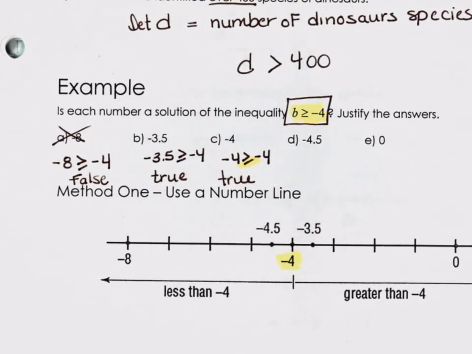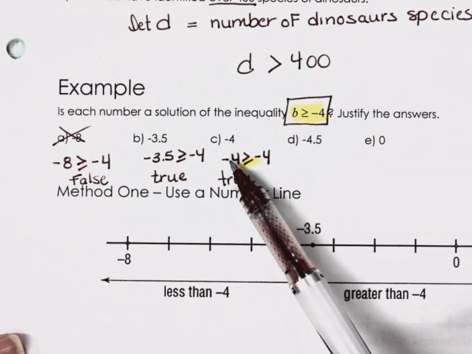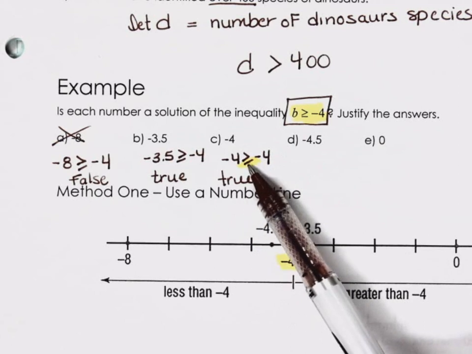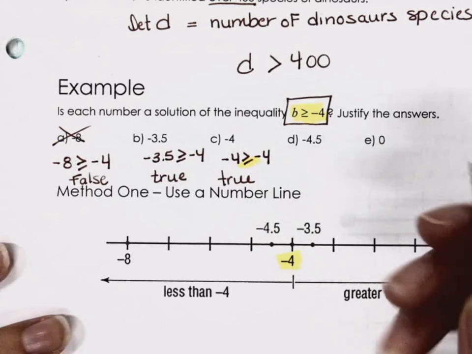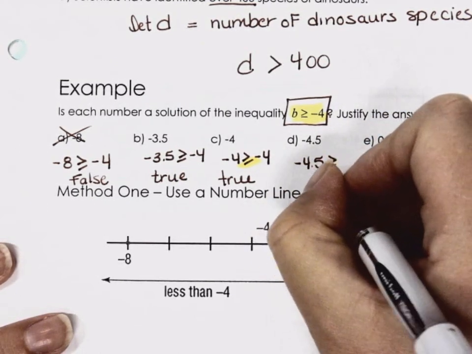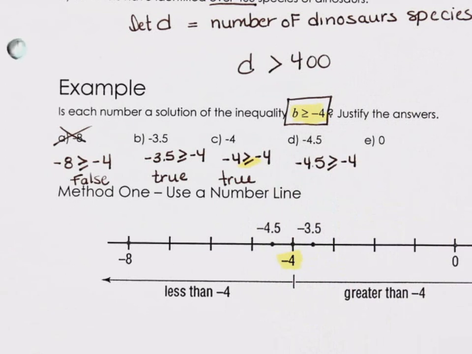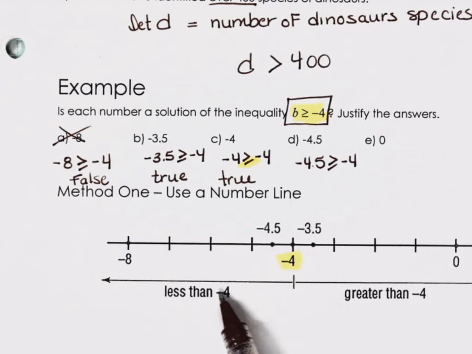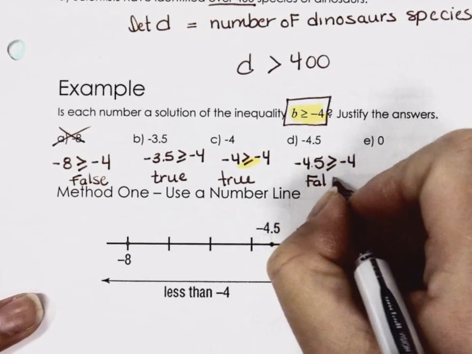All right. Okay, so I'm just going to repeat that for those who can now see it. -4 is greater than or equal to -4. It's true because it has that equal to sign there. So -4.5 is greater than or equal to -4. And if we go back to our number line here, -4.5 is on the left-hand side of our goal. So that's less than -4. So this one is false.